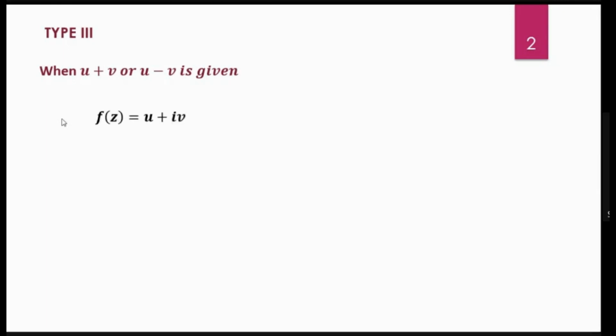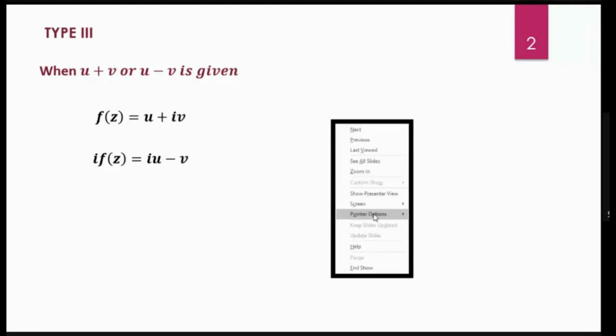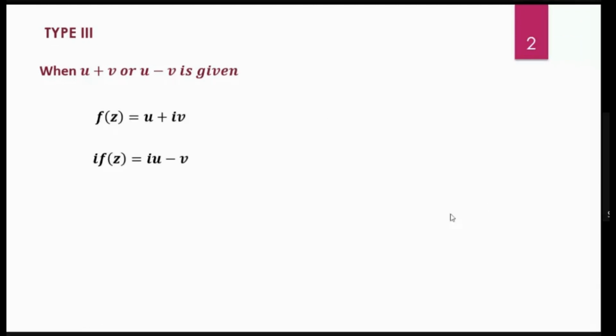For that, we know that f of z is equal to u plus iv. We normally denote f of z by u plus iv. So what will be i into f of z? If I multiply this function f of z by i, I will get i into f of z is equal to i into u plus i square into v. But i square is minus 1.